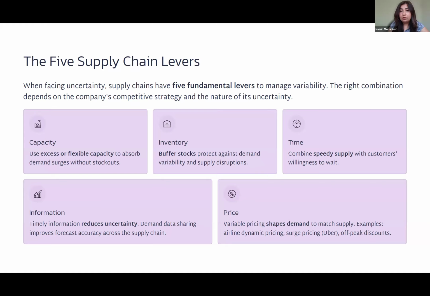Another lever that helps us to manage the uncertainty is inventory and buffer stocks. Again, every single unit of inventory is costly.